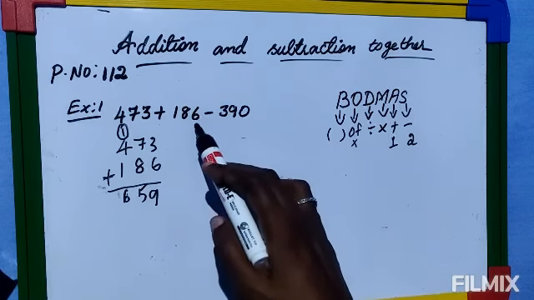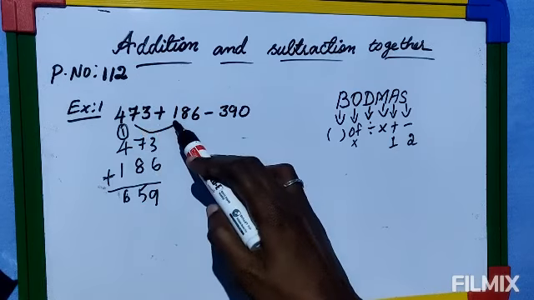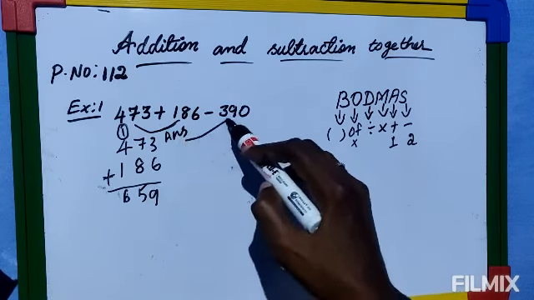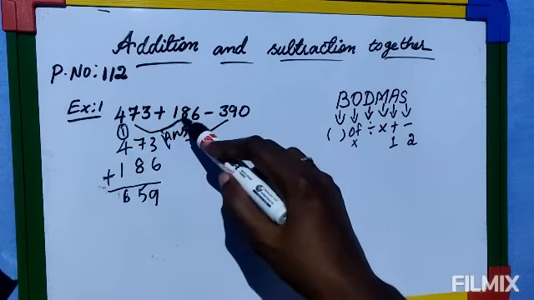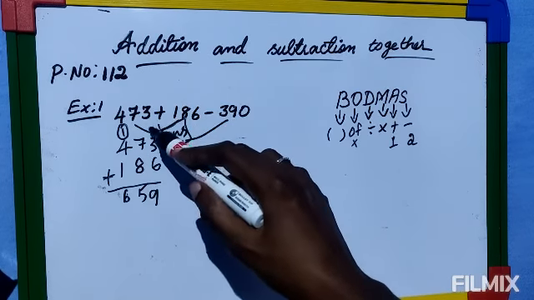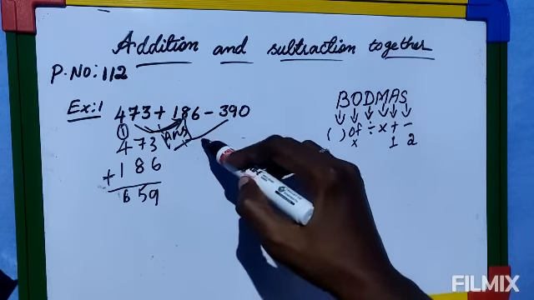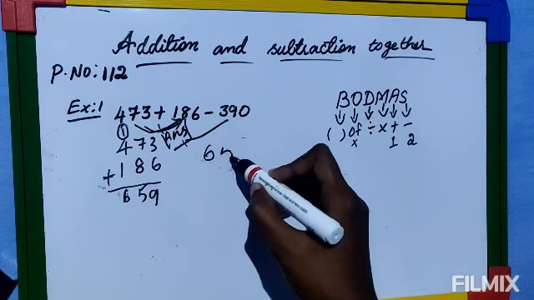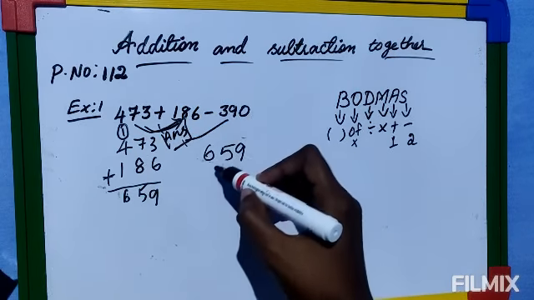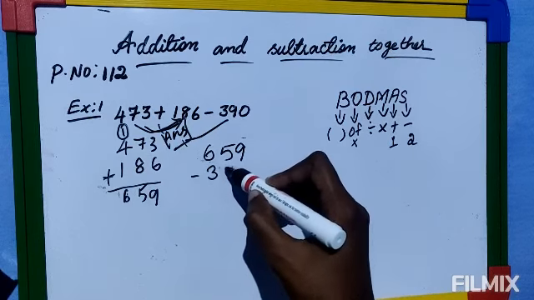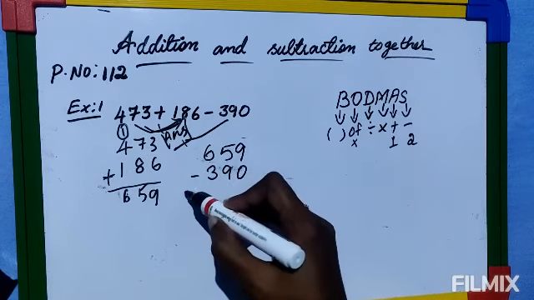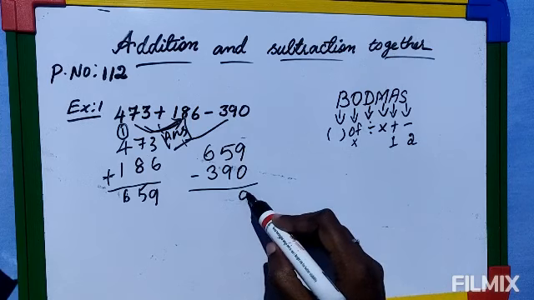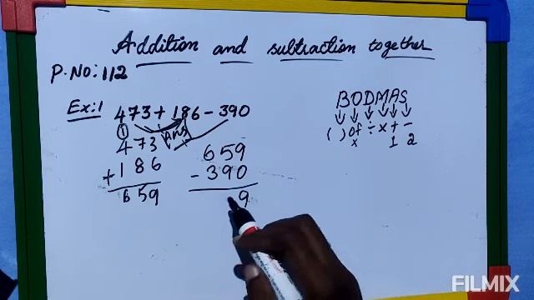You cannot subtract here. In these two, whatever answer you have got, with that answer you have to subtract this one. This answer what you have got in these two, that answer you have to subtract. So the answer is 659. So from 659 you will subtract 390. You will minus 390. 9 minus 0, 9.